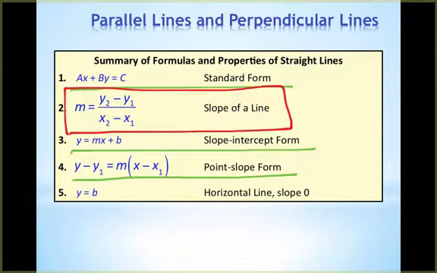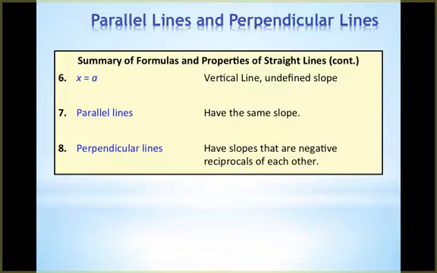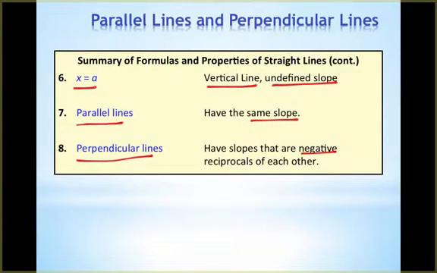We know that all horizontal lines are of the form y equals a number and they have a slope of 0. We also know that all vertical lines are of the form x equals a number, and they have undefined slopes. Then we just discussed the fact that parallel lines will always have the same slope, and perpendicular lines will have slopes that are negative reciprocals of each other.